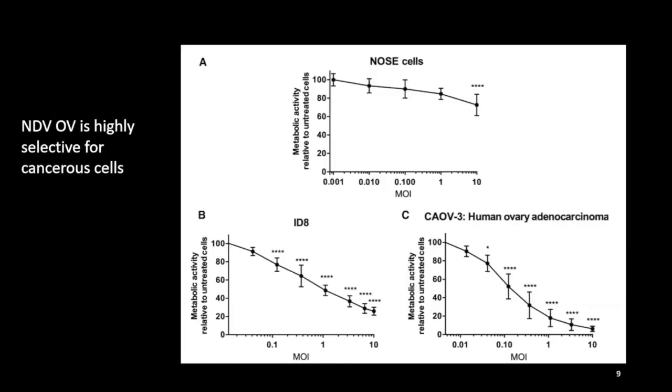And what they showed here is that the oncolytic virus was highly selective for cancer cells. In both the mouse and human ovarian cancer cell lines, there was a dose-dependent decrease in cell metabolic activity, whereas with the normal epithelial cells, there was a much gentler slope as dose increased. This suggests there's a vastly different response between cancer cells and normal epithelial cells in the ovary.